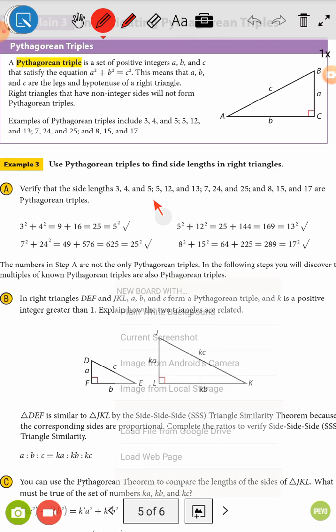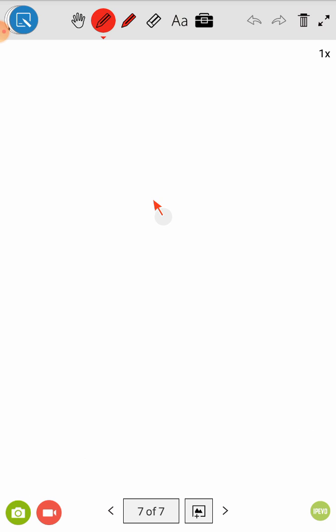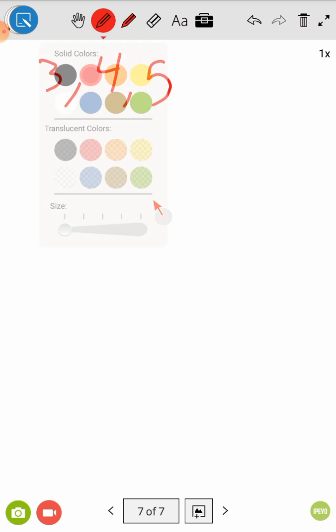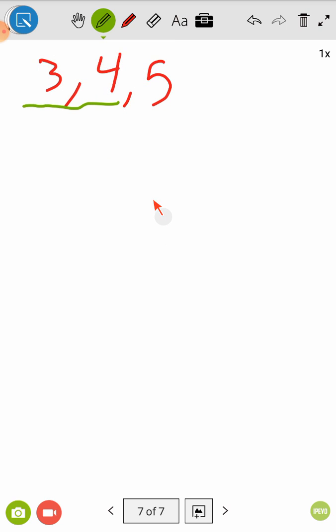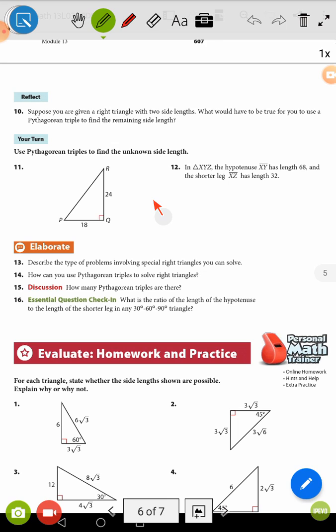Look at me. It told me 3, 4, and 5. We will add 3 and 4 but power 2. If they are equal to 5 power 2, the greatest one power 2, it means that we have the Pythagorean theorem. So it's a right triangle. Okay, if they aren't equal, it means that we don't have a right triangle. Another example.